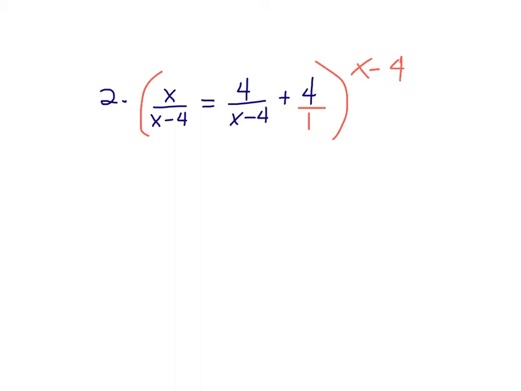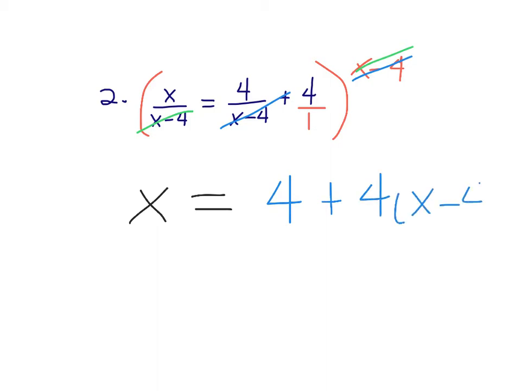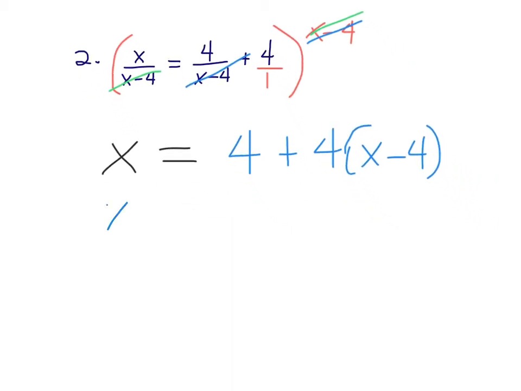So when I do it to the first one, it cancels. So I just write the numerator. When I do it to the next one, it cancels again. So I just write the 4. But this one, there was nothing to cancel with, so I've got to distribute it to the 4. So now I'm going to distribute the 4 and combine my like terms.